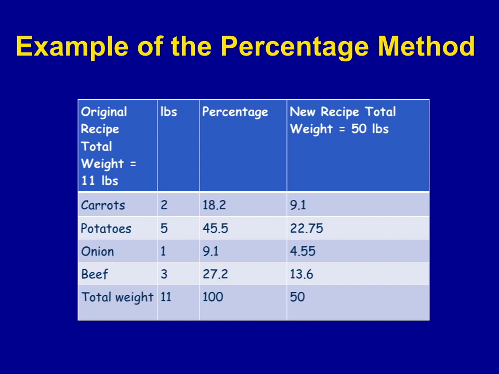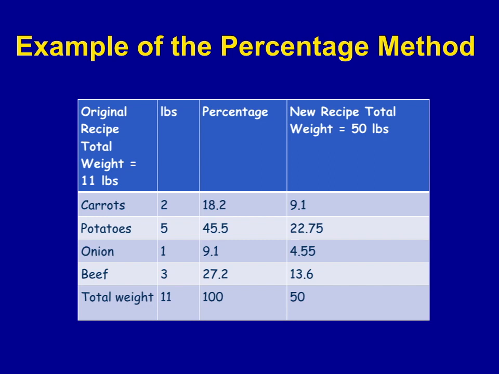So this is an example of the percentage method. So we have the original recipe, total weight of 11 pounds, and the carrots in the original recipe are 2 pounds. So when we calculate what percentage the weight of the carrots of the total is, it is 18.2%. So this percentage remains the same regardless of whether we go up in size of the recipe or down.